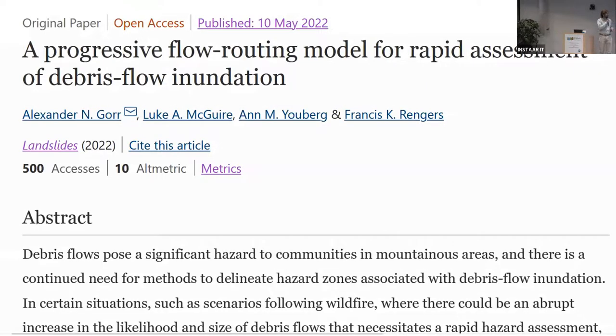And so before I wrap up, I just want to point out that we just recently had a paper published last week that really goes in depth regarding the methodology and the case study at Montecito. So if you're interested in really learning more about the model, you can go ahead and look there.